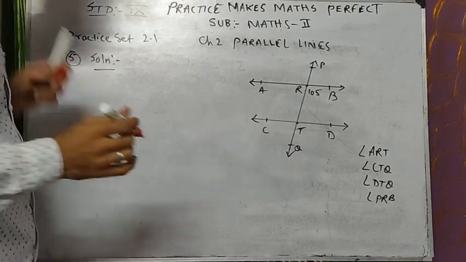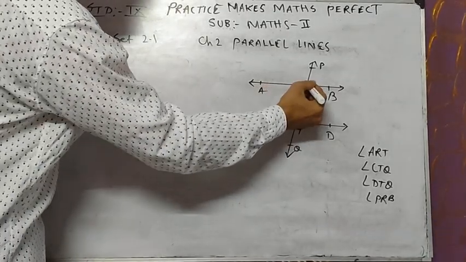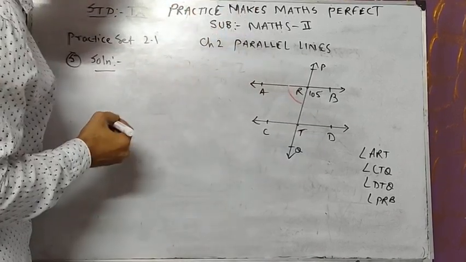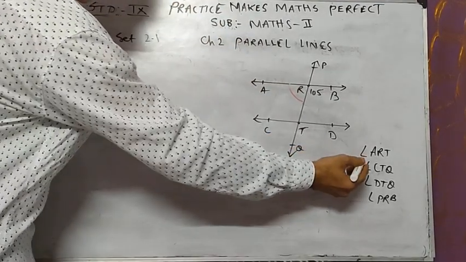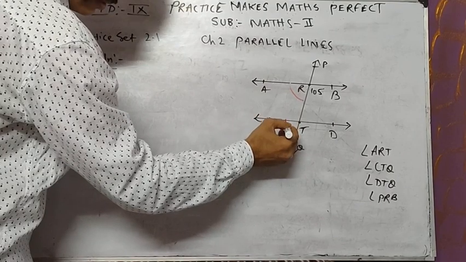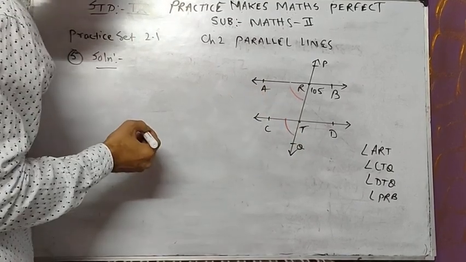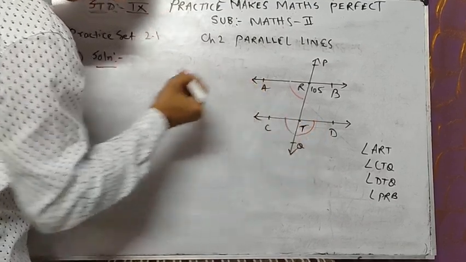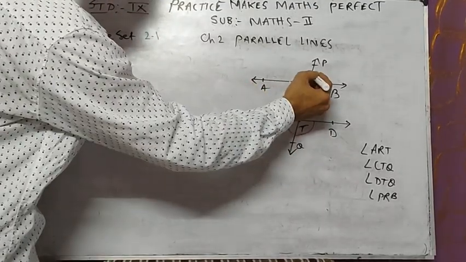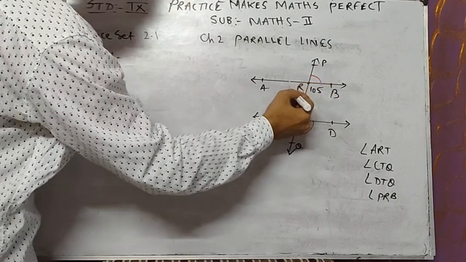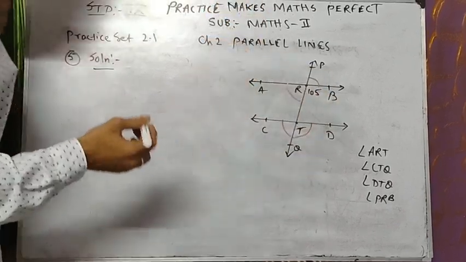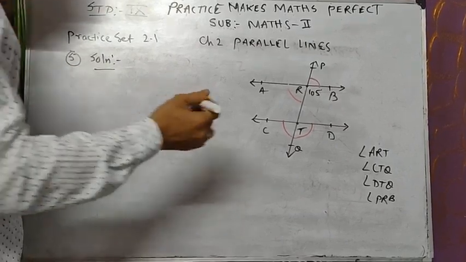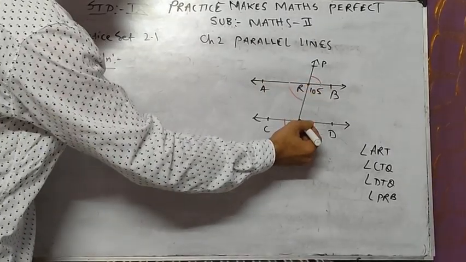So first of all, you want angle ART. Then you want angle CTQ. Then you want angle DTQ. And you want angle PRB. So 4 angles you have to find out. First of all, we will find angle ART.